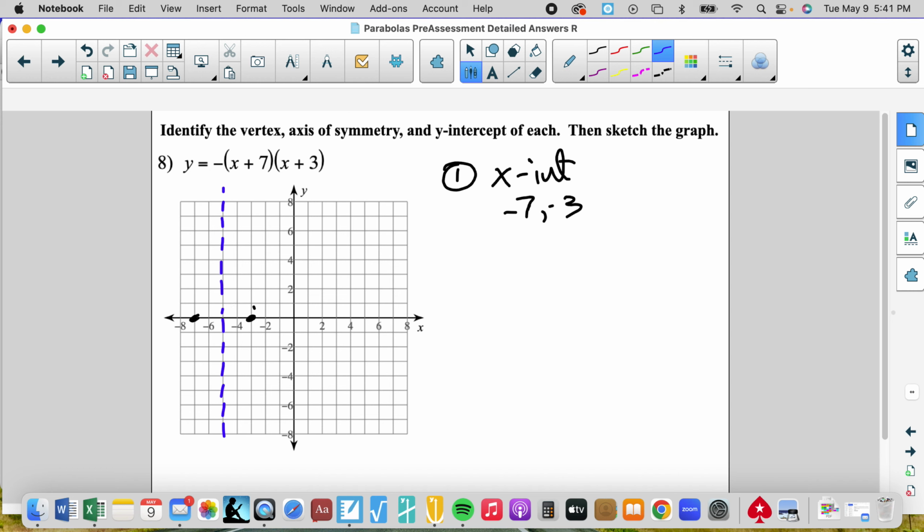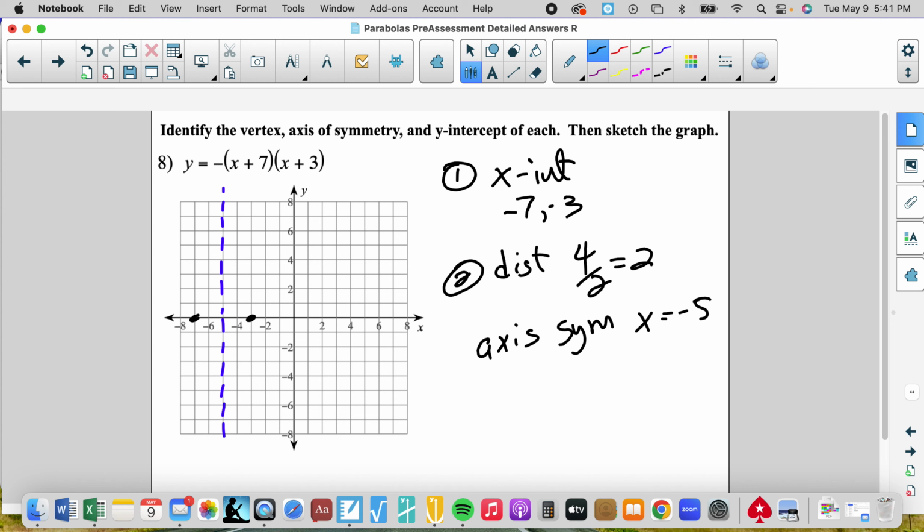So I'm able to find my axis of symmetry. Distance is 4, divided by 2 is 2. That doesn't tell me what my axis of symmetry is, that just tells me the distance to my axis of symmetry. If I had to write an equation for that, x crosses at x equals -5. And again, I need to know that value because I have to find my vertex, and my vertex is going to have that x value.